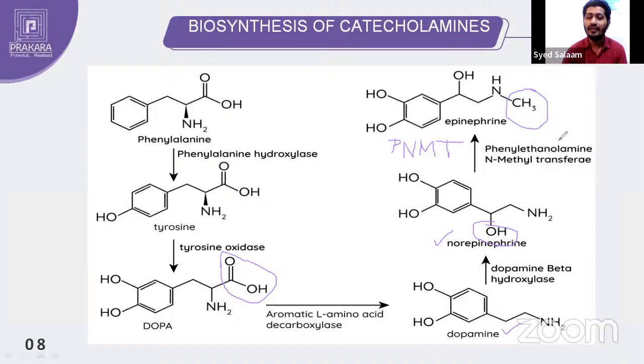So that is being transferred by phenylethanolamine N-methyl transferase, which provides that methyl to convert norepinephrine into epinephrine. In this way, all three neurotransmitters are biosynthesized in our body.